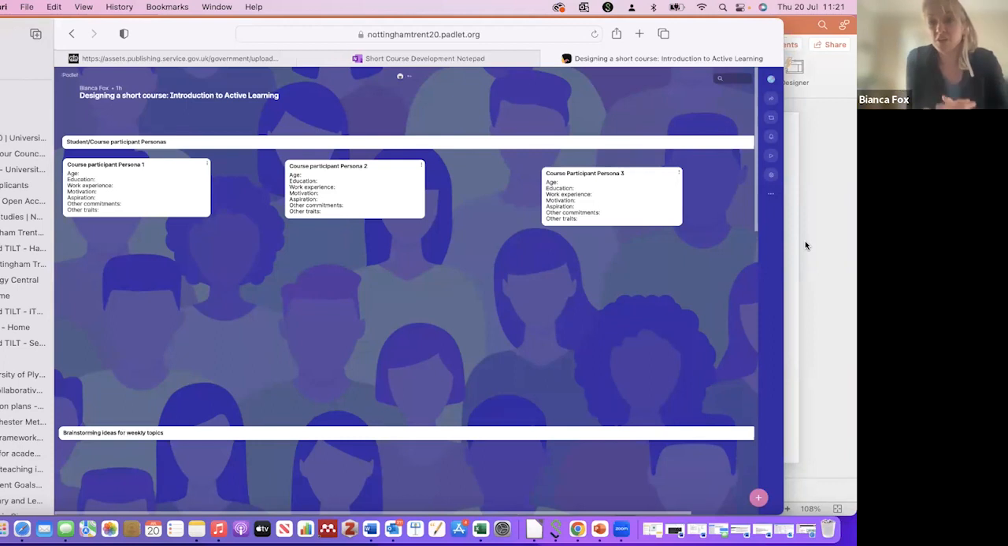But then I'm thinking that colleagues could add more personas to the Padlet. So if each of us would create a student persona, I think that would be okay and won't take too much time. Again, these don't have to be perfect at this stage. It's just to map what our ideas would be around who could benefit from a short course in active learning.